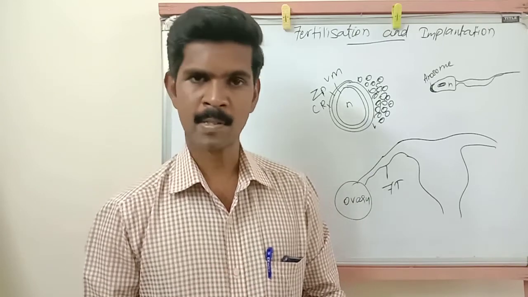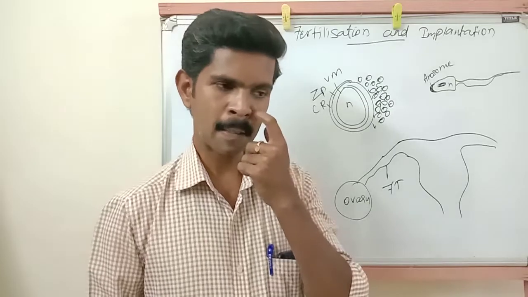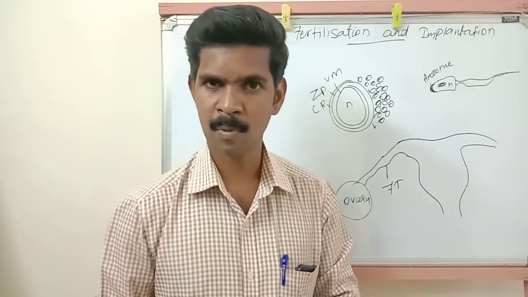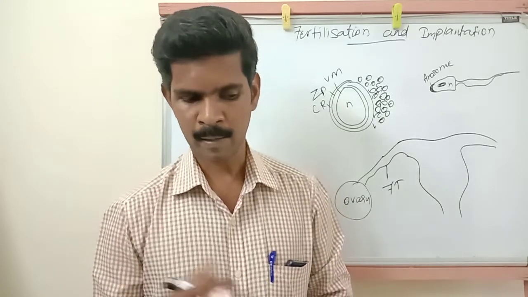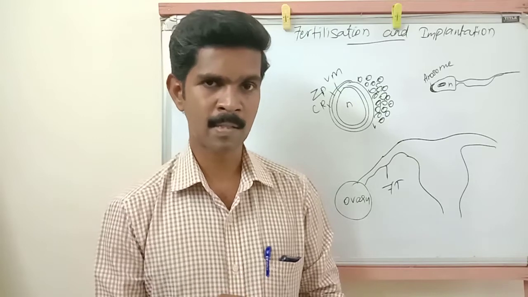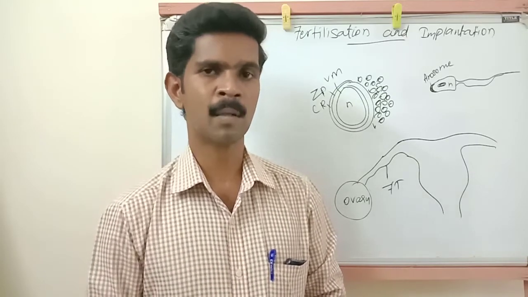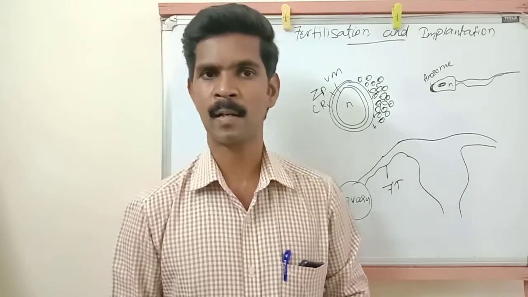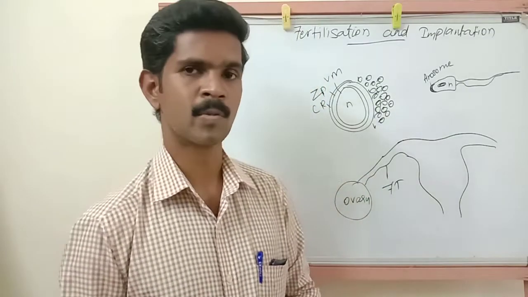The second question we studied was spermatogenesis. Spermatogenesis means the process of formation of sperm inside the seminiferous tubule of the testis. Then the next one is oogenesis, the process of formation of ovum or egg inside the ovary of the female reproductive system. These three question answers we already completed in the last class. I hope you all studied them.